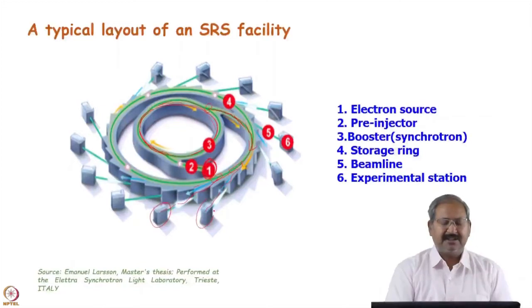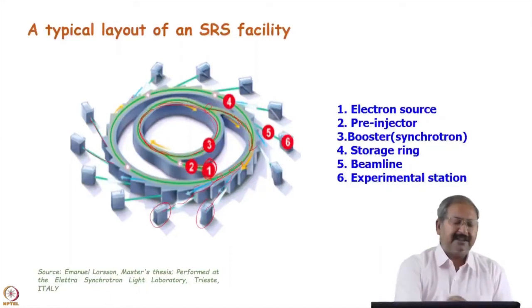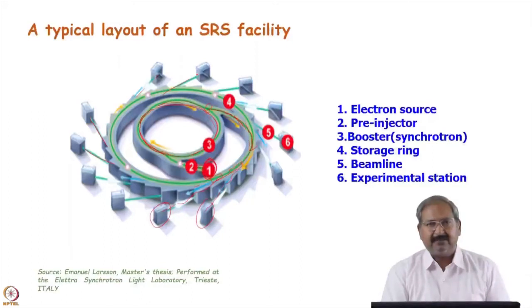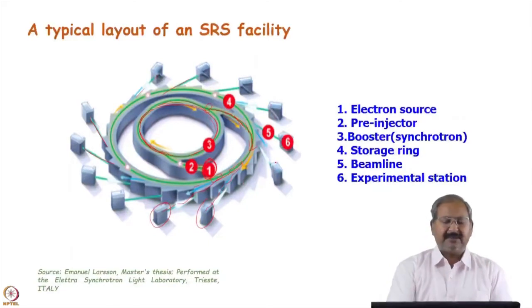So on a storage ring, the electron keeps revolving and keeps radiating here, and whatever energy is lost in the form of radiation, the RF cavity replenishes that energy. So the electron revolves at constant energy, and many different experimental stations can work simultaneously.